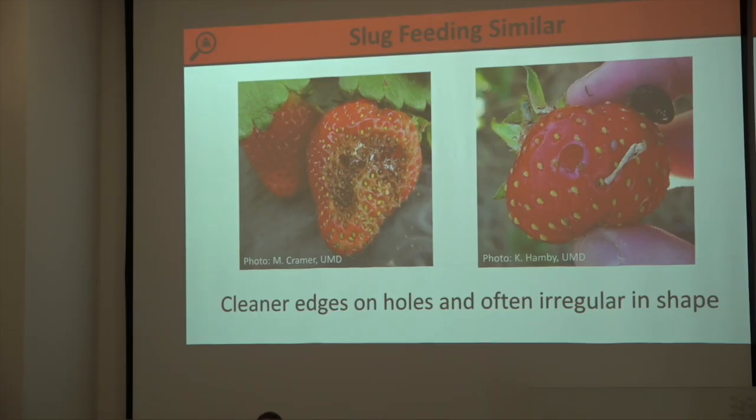One of the reasons I bring this up is because it can be difficult to distinguish slugs and sap beetles, and they can happen together. The slugs can get in there and make a hole, and then sap beetles follow them into the strawberry. So the sap beetles are not always the primary problem.